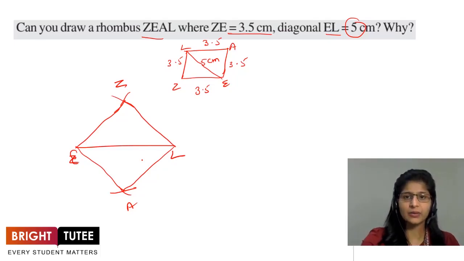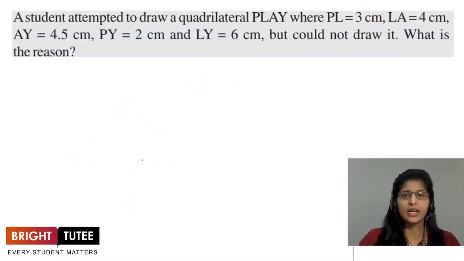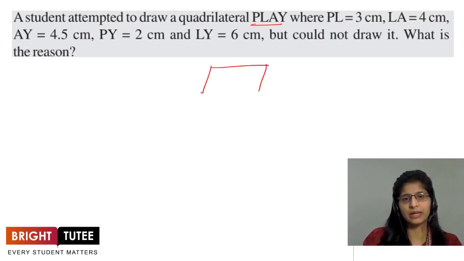And just see here one more thing. There was one question that we were discussing: if five measurements are given, then it is possible to form a quadrilateral, always? So the answer was no, and I told you it will be clear in the next part. So just to see here, it is saying a student attempted to draw a quadrilateral PLAY. So let's draw a quadrilateral PLAY.